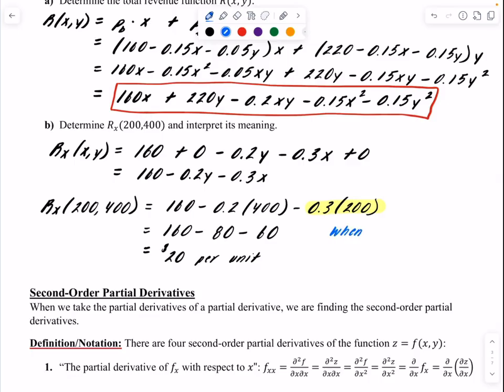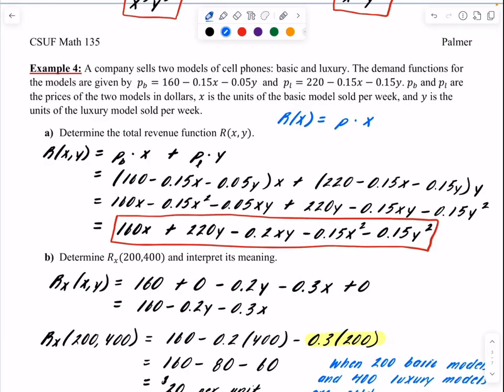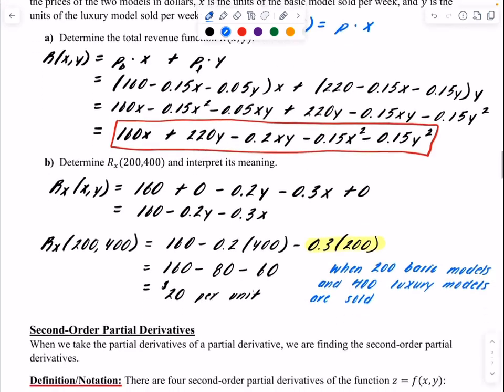When 200 basic models and 400 luxury models are sold. Now, if you're wondering how do we know the 200 goes for basic and the 400 is for luxury, they told us that in here. They told us X is the units of the basic model and Y is the units of the luxury model, looking at that last sentence.